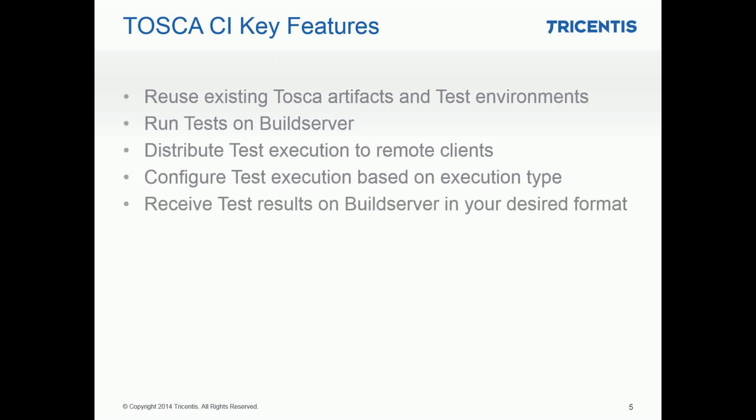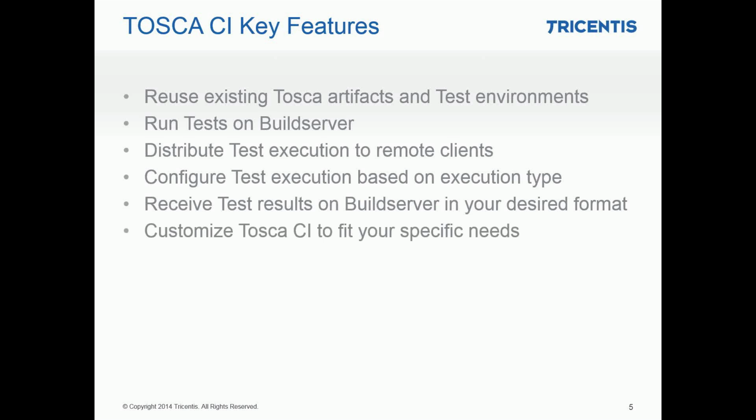And receive test results on build server in your desired format. What does it mean? We execute TOSCA artifacts and produce, therefore, execution results directly in TOSCA. What's more, we feed back the results to your build server in any form you want. Basically, out of the box, we provide a TOSCA-specific format or the well-known JUnit format. So almost any build server can read JUnit and display it in a nicely human-readable form.